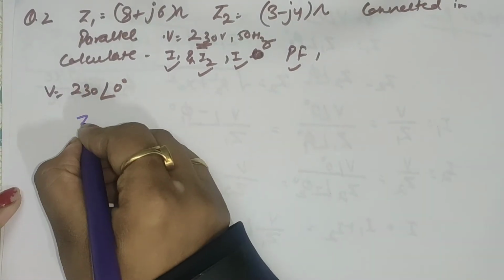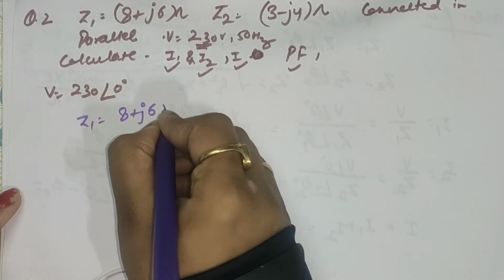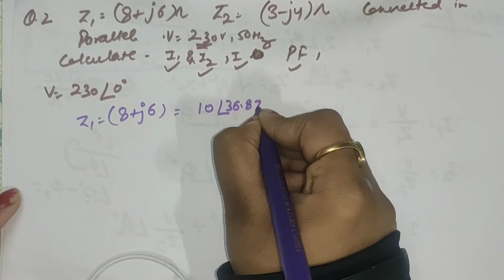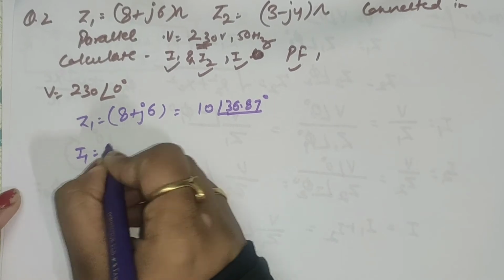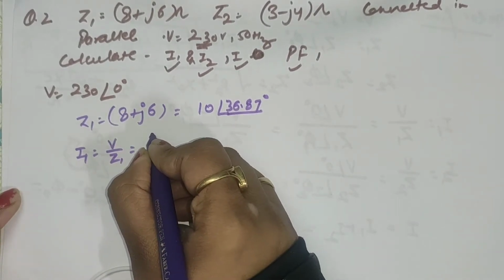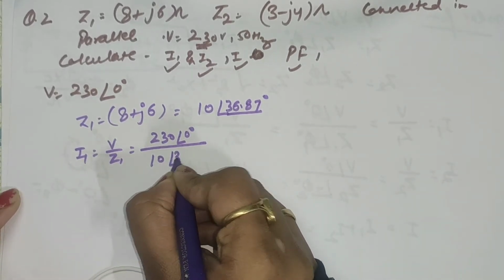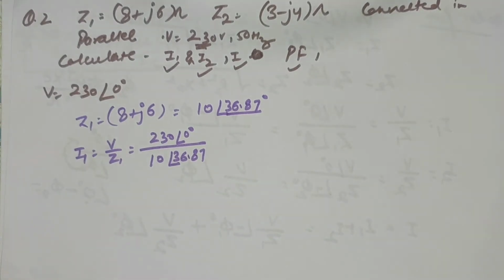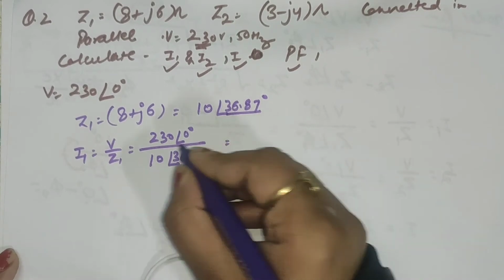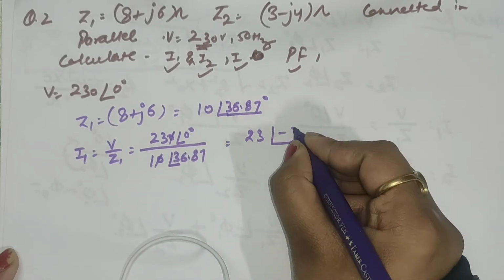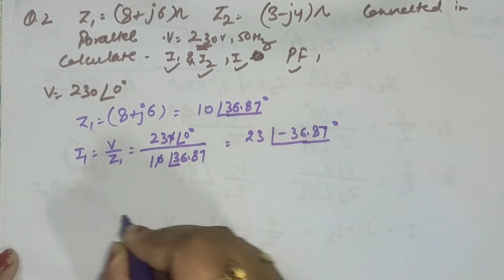Now Z1 is given, that is 8 plus j6. If you convert it into polar form, that is 10 angle 36.87 degree. Now I1 will be V upon Z1, so V is 230 angle 0 upon 10 angle 36.87. You may be wondering why I am changing this into polar form. Solving in polar form is very easy as compared to rectangular form, which needs more calculations. So 230 upon 10 will be 23 angle 0 minus 36.87, directly.